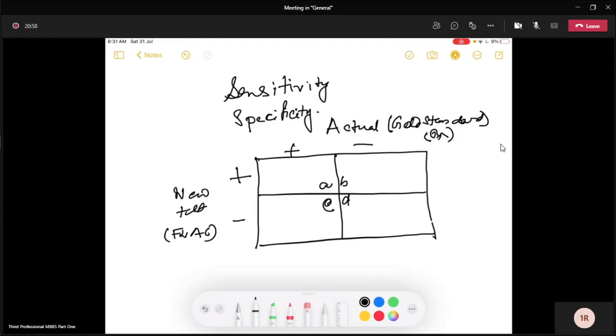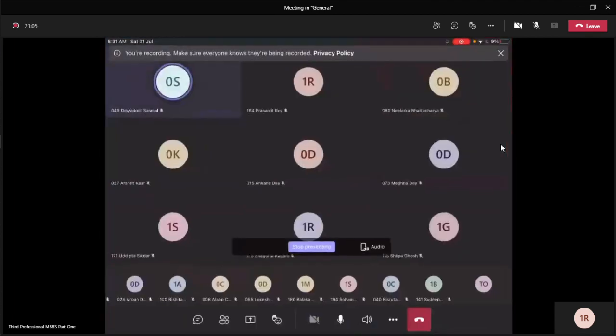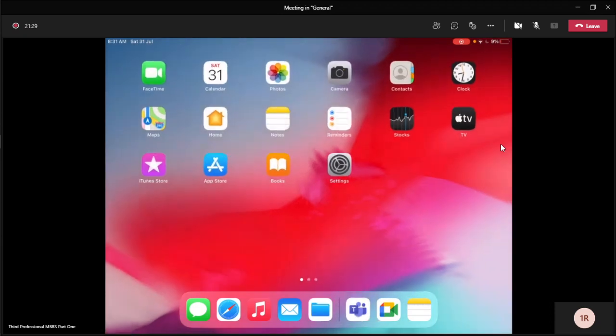Sorry, sir, I just joined. Prosenjit Roy, 164. Meghna De, roll 73. Yes, sir. Okay, so the ladies are responding more, I think.